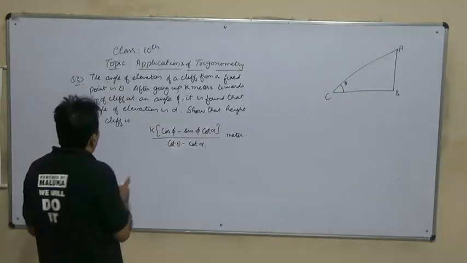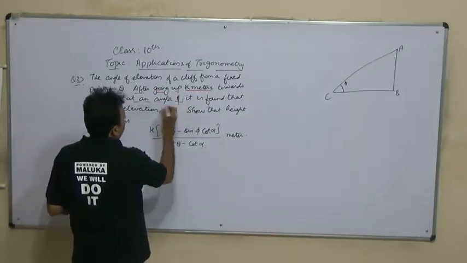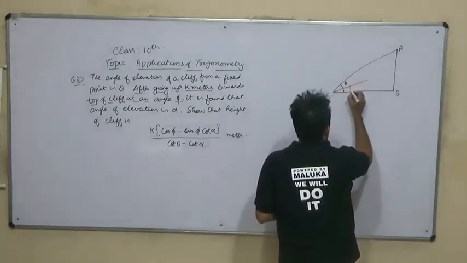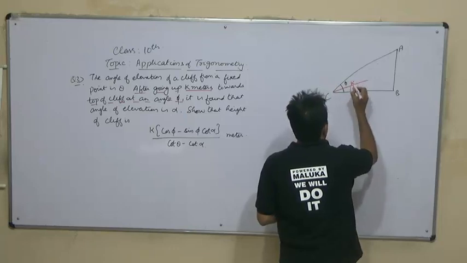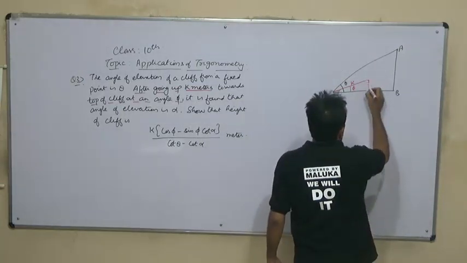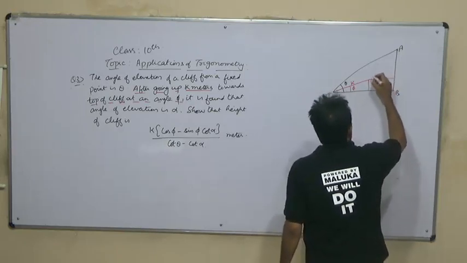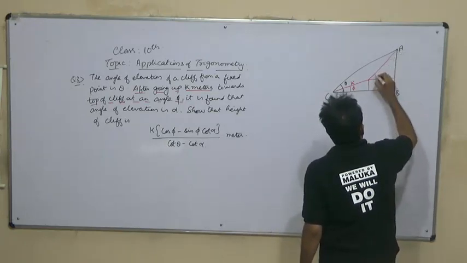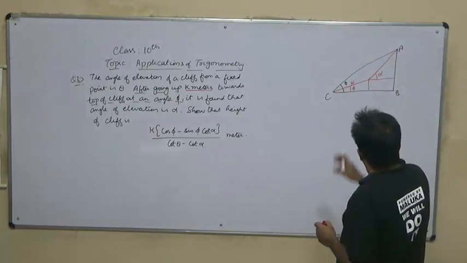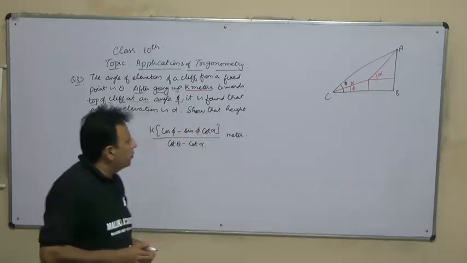If we move up k meters towards the top of the cliff at an angle phi, so if we move at an angle of phi, k meters, we join this. Now at this instant of time, the angle of elevation is found to be alpha. This angle is alpha. What we did? We have got the direct angle of elevation as theta from point C to the point A.